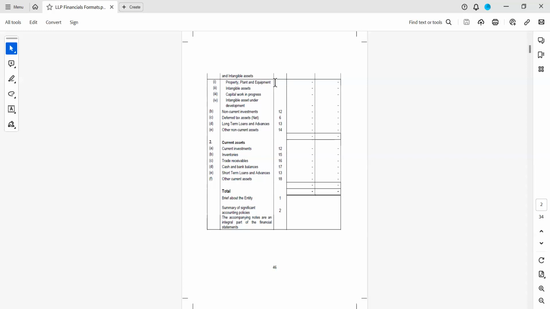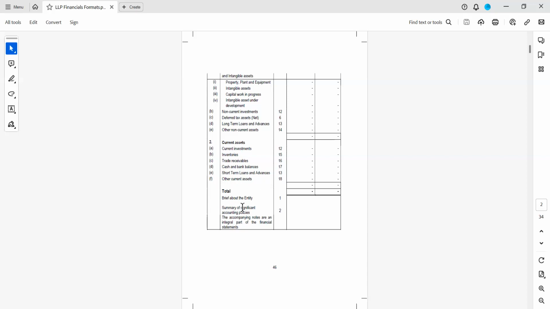Under that heading: PPE, intangible assets, capital work in progress, intangible assets under development, if any intangible asset is being developed, like technical know-how. And B, non-current investments and deferred tax assets, long-term loans and advances, other non-current assets. Next, current assets: current investments, inventories, trade receivables, cash and bank balances, short-term loans and advances, other current assets.